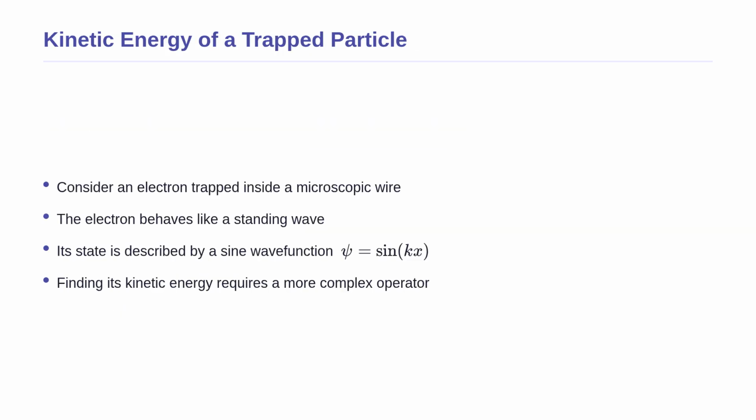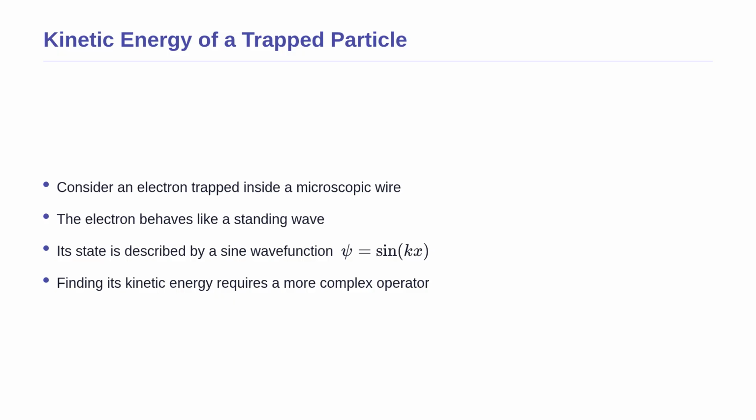We have seen how a free particle behaves. But what if the electron is trapped inside a microscopic wire? In this scenario, the electron behaves like a standing wave, and its wave function is given by a sine function. We want to find the exact kinetic energy of this trapped electron.